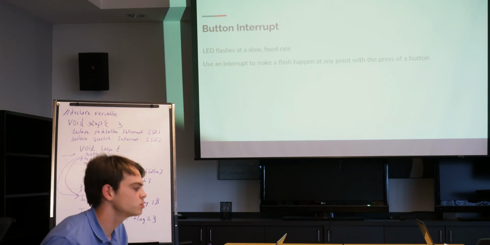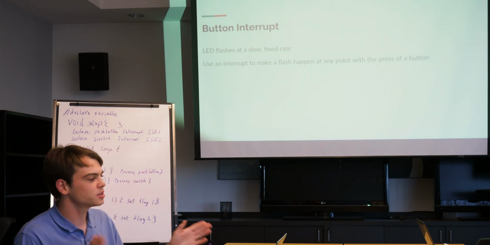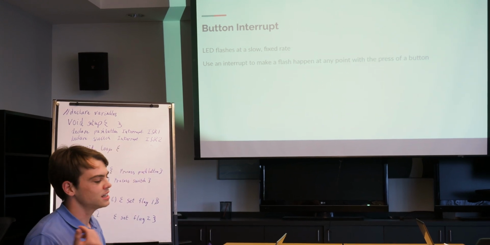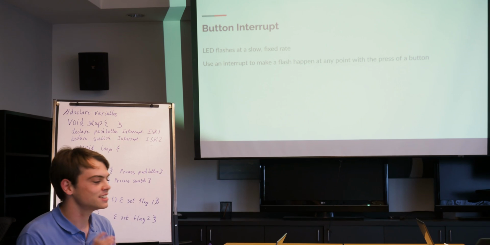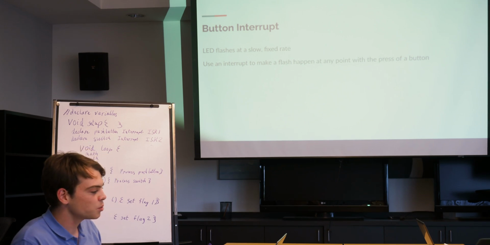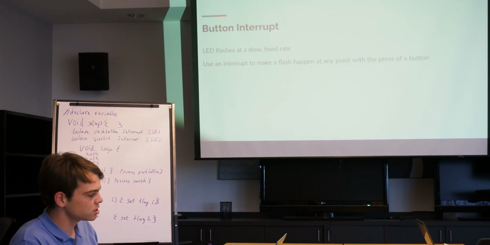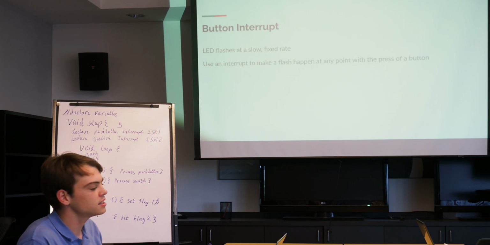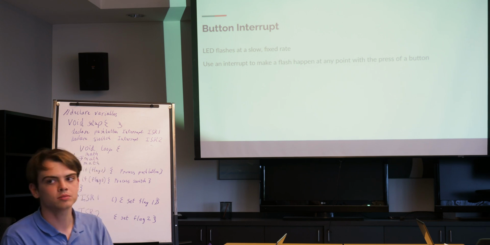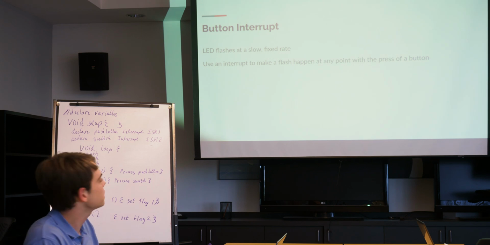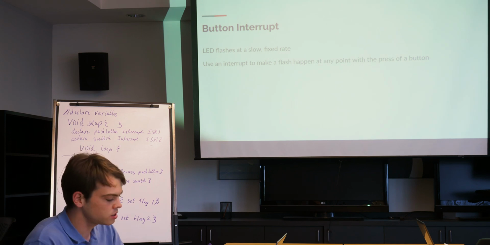Okay. So, the next example we're gonna do with the physical Arduino is lots of LEDs, because LEDs are fun. You have 2 LEDs. One's gonna flash at a slow fixed rate, and then the second LED is going to turn on or turn off whenever the user presses the push button. So that's what we're going to do.